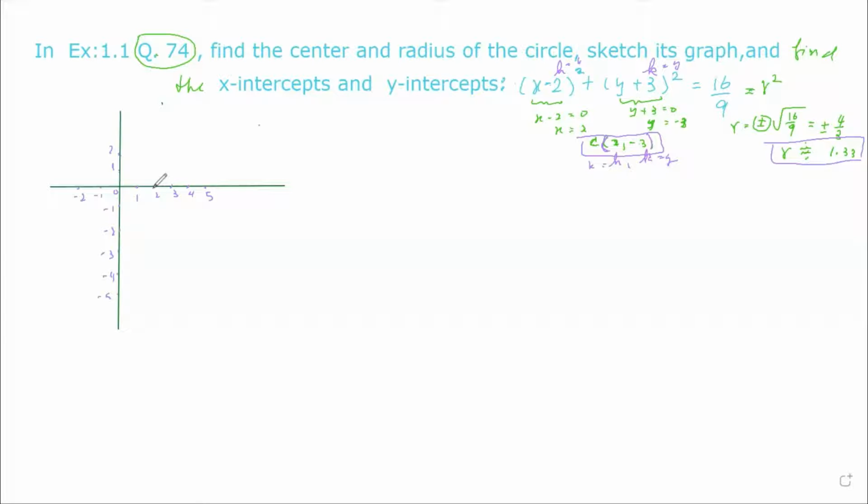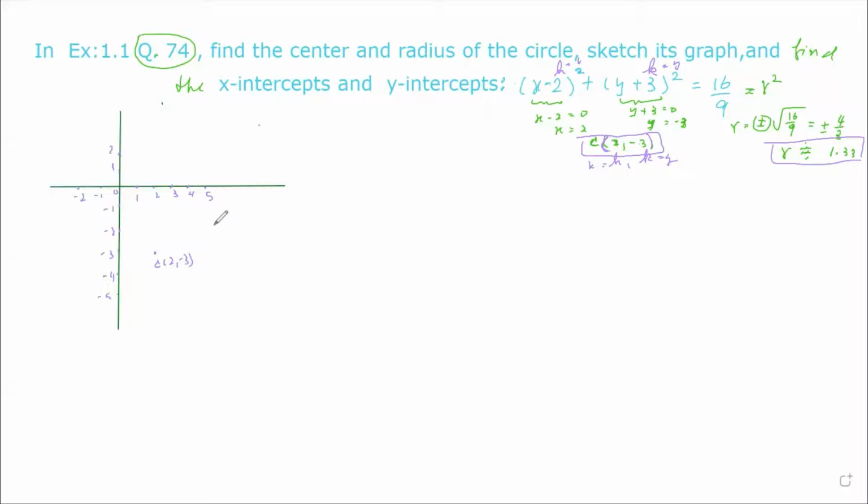So x is 2 here. Go down, y equal to negative 3. Negative 3 is here. So approximately around here. So this is the center point. Center point x is 2, y is negative 3. Okay.